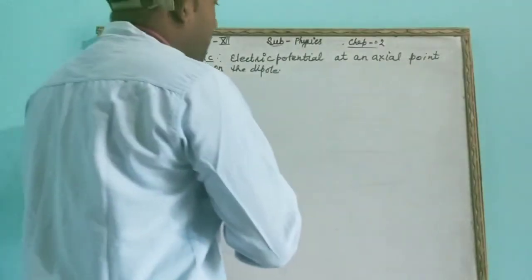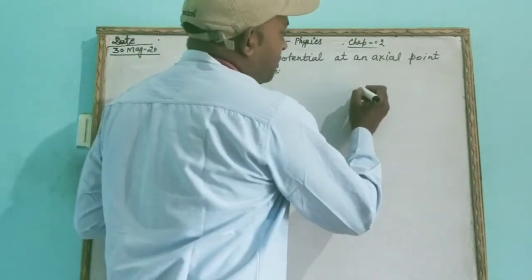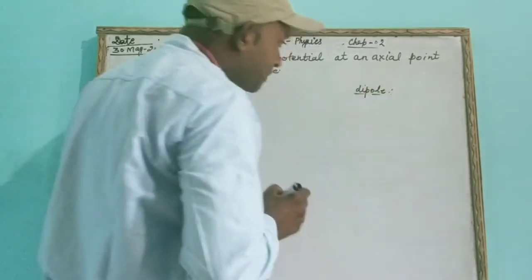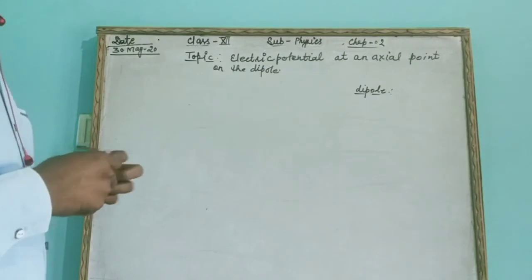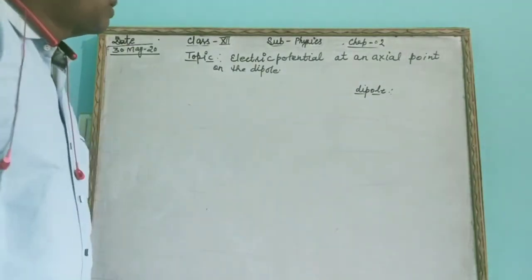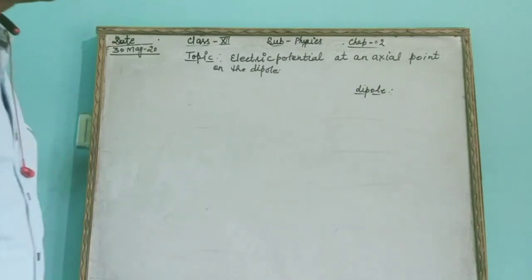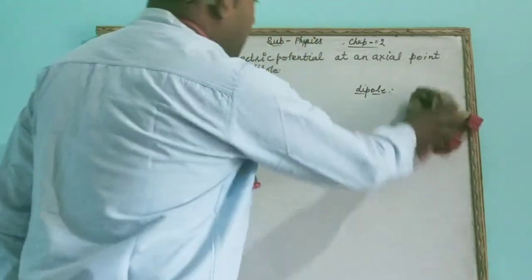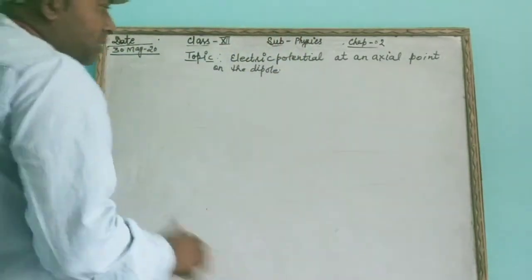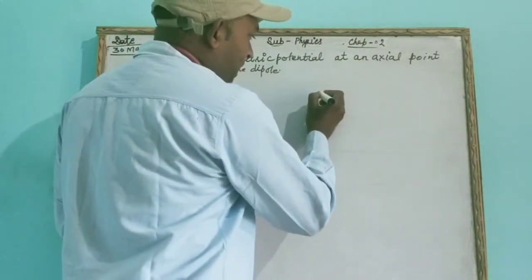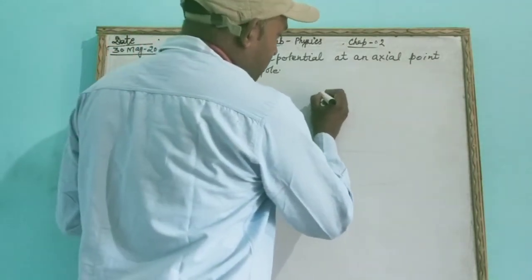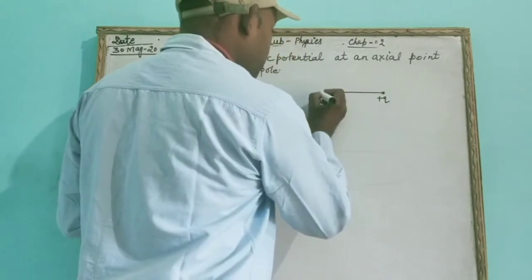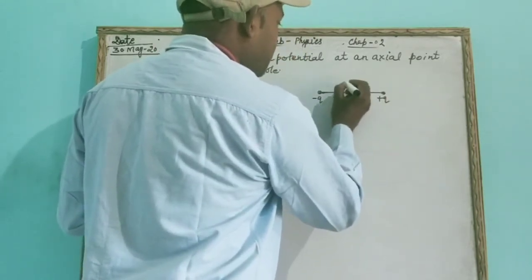First of all, I am telling the definition of the dipole once again. A dipole consists of a pair of equal and opposite charges separated by a small distance of 2a. We have already discussed the dipole in the first chapter. What is the dipole? We have two charges like this, minus q and plus q, and the distance of separation is 2a.